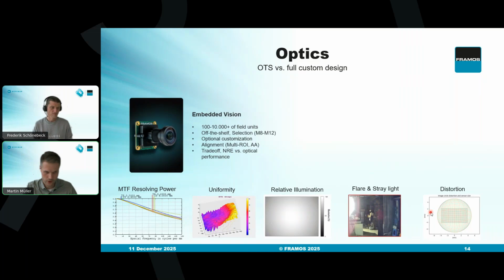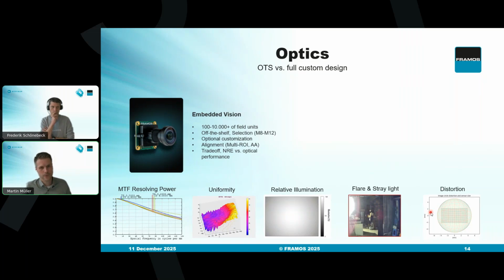For embedded vision, we usually select off-the-shelf optics, which is usually M8 up to M12 optics. This is because of the quantities in the field. For embedded vision, you can say it's very different, but roughly as a rule of thumb, hundreds to tens of thousands of units in the field usually. That just justifies a certain amount of development efforts.